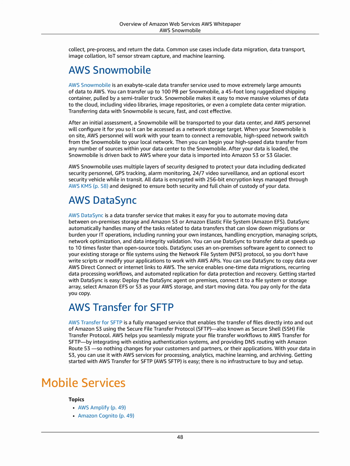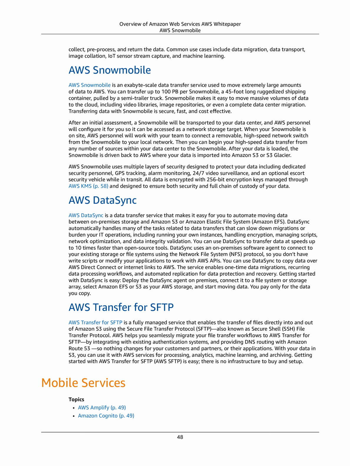After an initial assessment, a Snowmobile will be transported to your data center, and AWS personnel will configure it for you so it can be accessed as a network storage target. When your Snowmobile is on site, AWS personnel will work with your team to connect a removable, high-speed network switch from the Snowmobile to your local network. Then you can begin your high-speed data transfer from any number of sources within your data center to the Snowmobile.